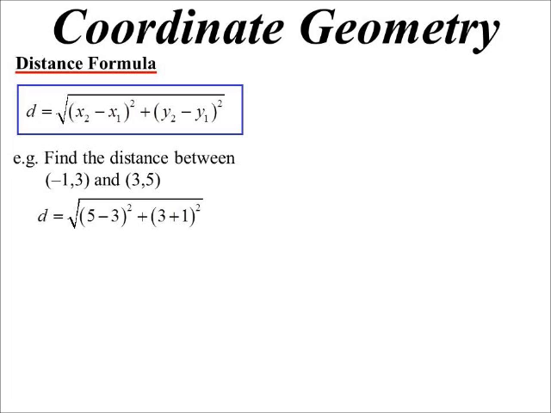And it doesn't matter, because of course you're squaring it. If you sub them the other way around, you're going to get a negative, but you square it, you still get the right number. As long as you get the x values together and the y values together, that is, of course, the key. And we got 2√5 for that one.